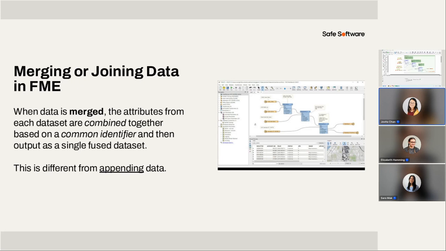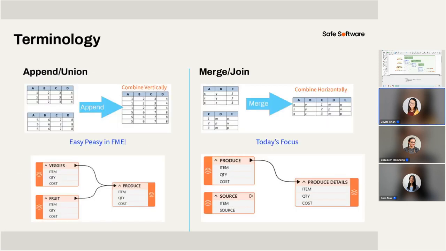When we talk about merging or joining data, we're talking about two data sets being merged together and combined based on a common ID or column in order to output a single data set. And this is different from simply appending data to make it a longer data set. What do we mean by that?